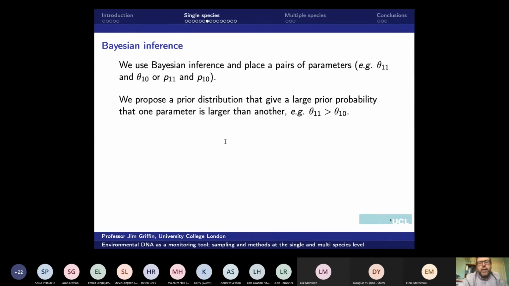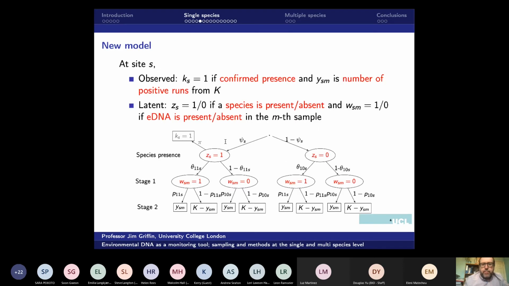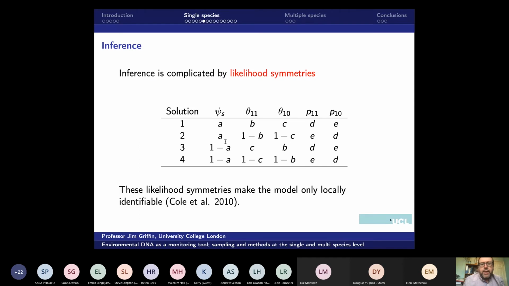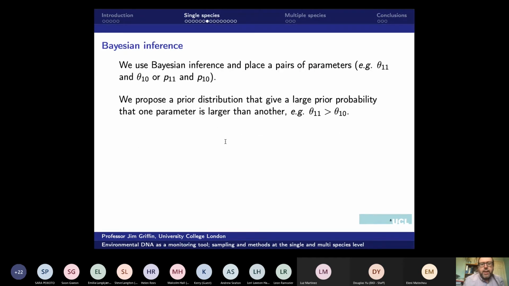And the way that we're going to do that is by placing a prior on pairs of parameters. If we take θ1,1 and θ1,0, then θ1,1 is the true positive for eDNA and θ1,0 is the false positive. So what we might think is that the probability of a true positive is larger than the probability of a false positive. And so that implies that we want a prior that encourages a large prior probability that θ1,1 is bigger than θ1,0.